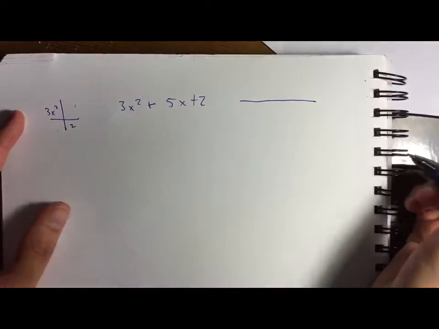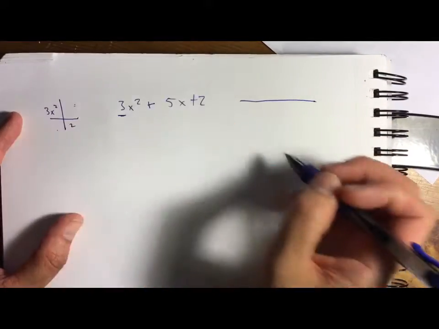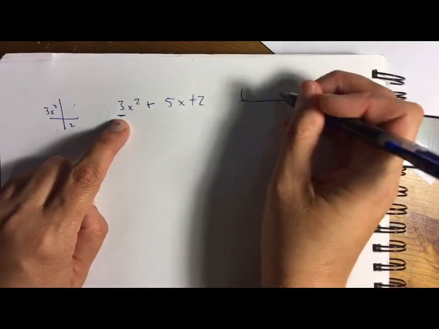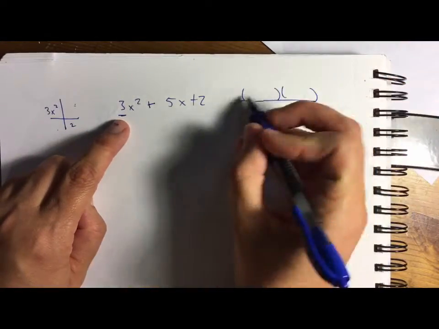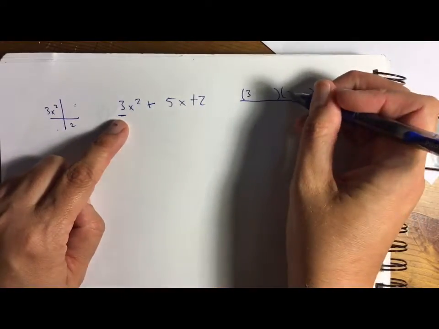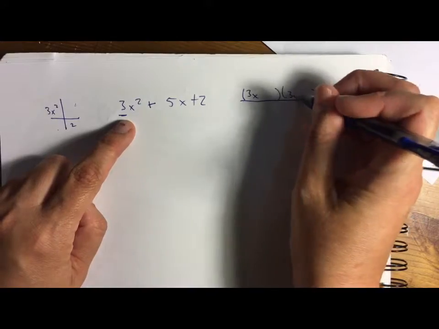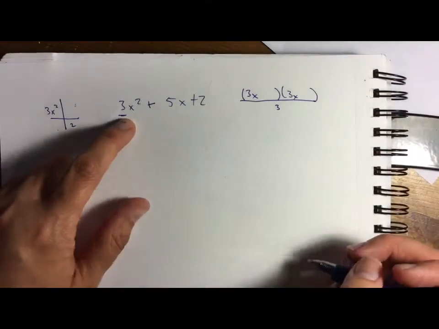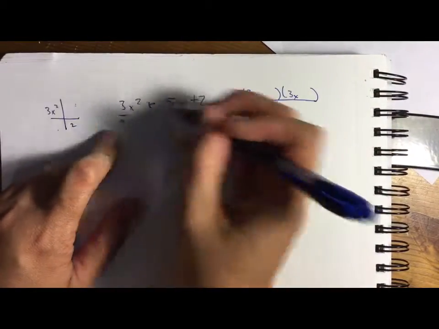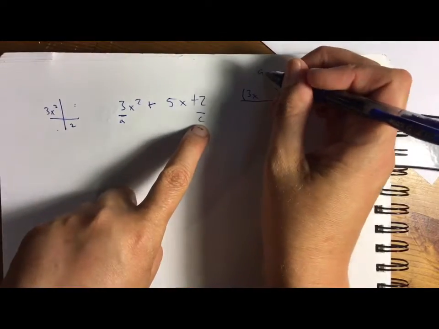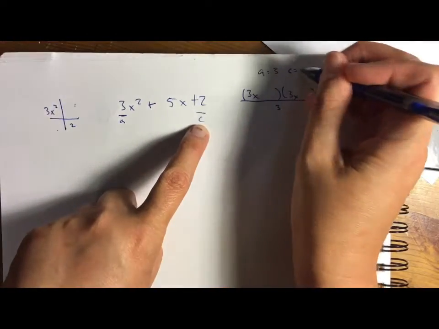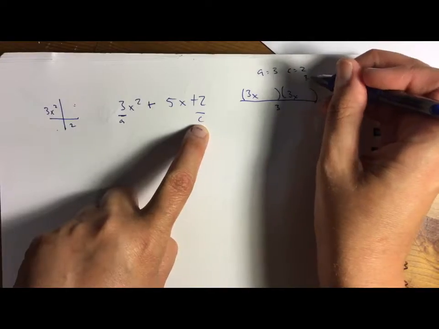So you make a little umbrella, and then you take a from your equation, that 3. If you do your parentheses, parentheses, parentheses, you put 3x at the beginning of each one, 3x, 3x, 3x, and then just 3. Next, you're going to multiply a times c. So a is 3, c is 2, so 3 times 2 is 6.